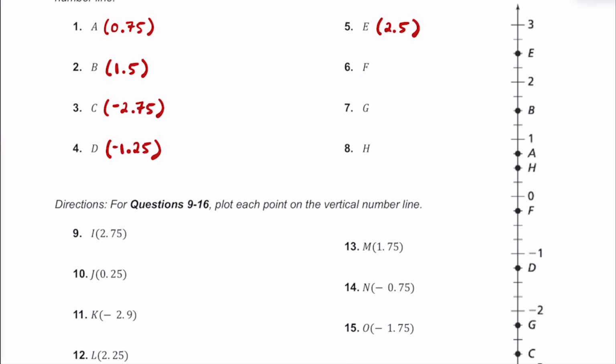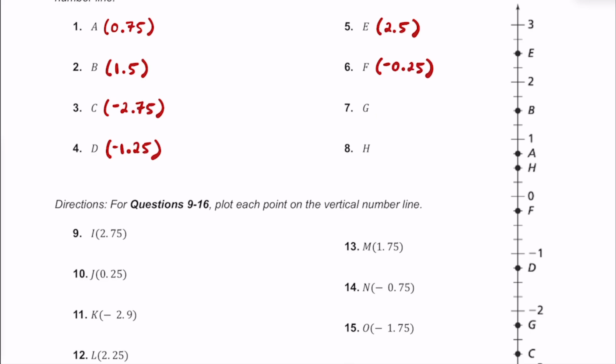For number 6, we have F. So let's see where F is located. Looks like it's just below 0 here. So here's 0 and here's -1. So let's see, halfway would be -0.5. So F must be at -0.25. All right, cool.